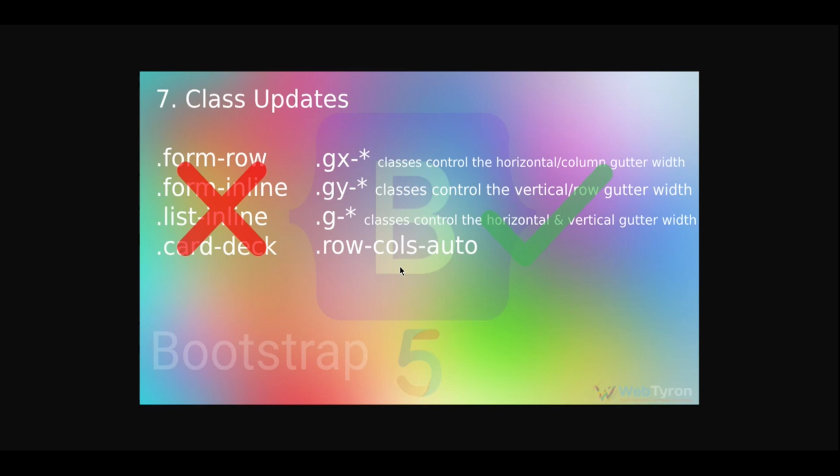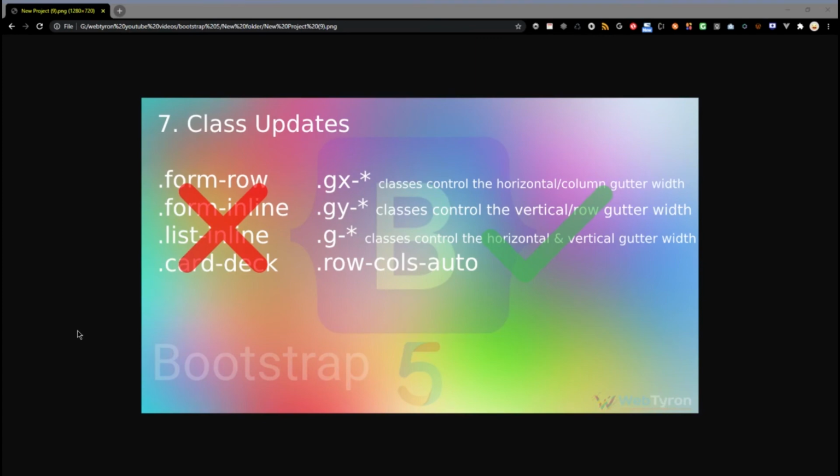So what gx does, it controls the horizontal column gutter width. What gy does, it controls the vertical row gutter width, and what g-hyphen will do is control the horizontal and vertical gutter width, and row-cols-auto.